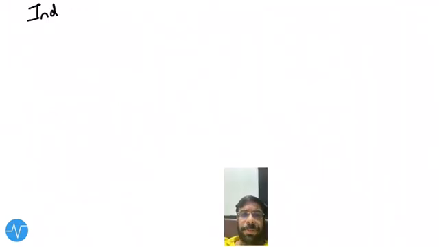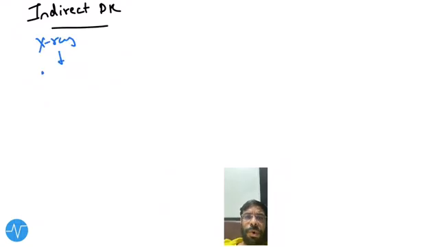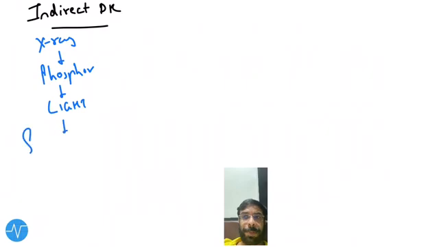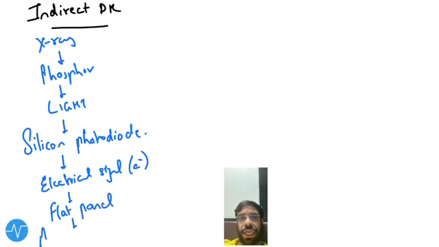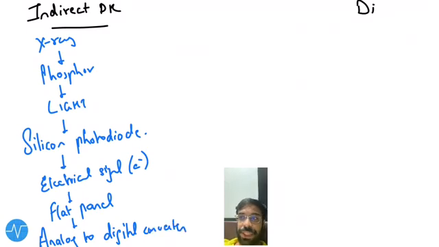Now let's study the principle of DR. First, indirect DR. What happens? X-ray will interact with the phosphor present in the DR plate. It will emit light. The light will hit the silicon photodiode. It will produce an electrical signal, that is electrons, and through the flat panel we get the analog to a digital image.